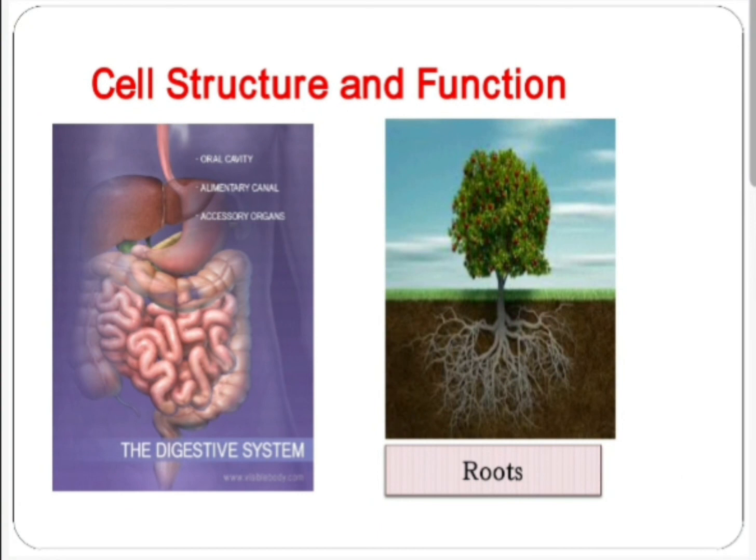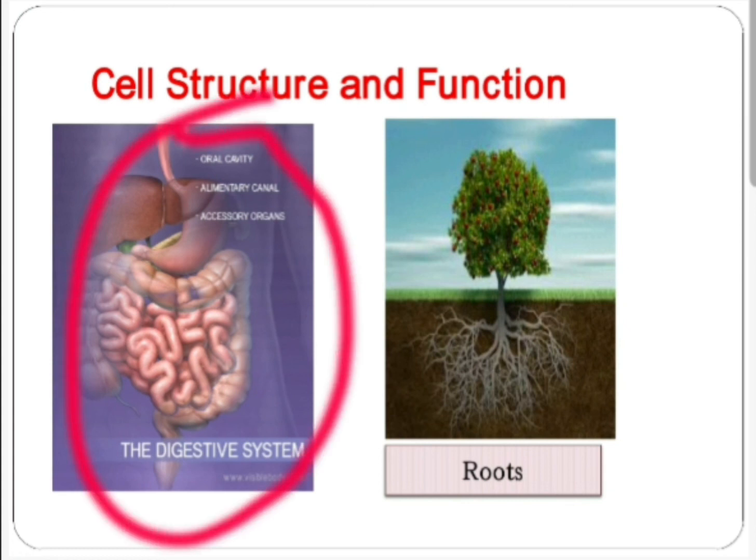Next point is cell structures and function. You have learned that each living organism has many organs. You have studied in class 7 about the digestive organs, which together constitute the digestive system. Each organ in the system performs different functions, functions like digestion, assimilation, and absorption.